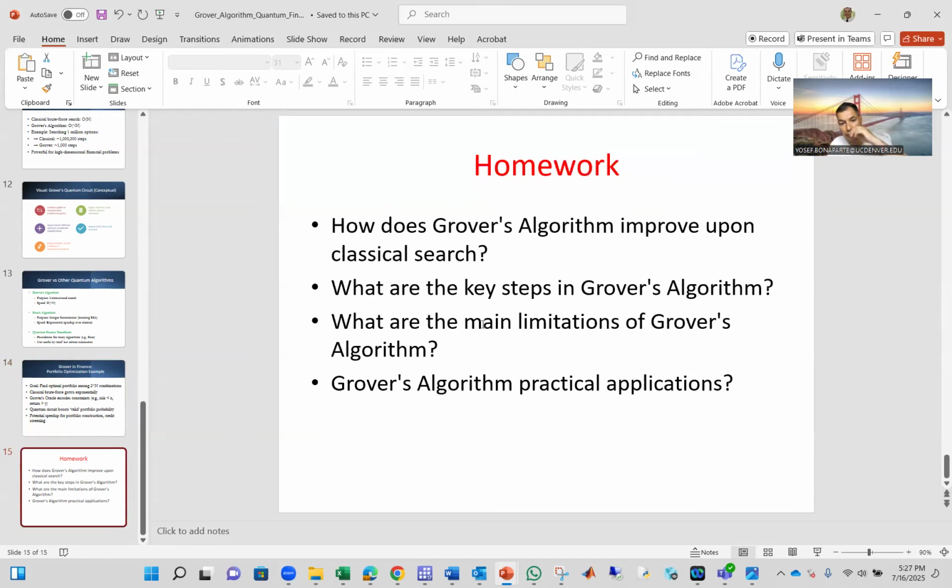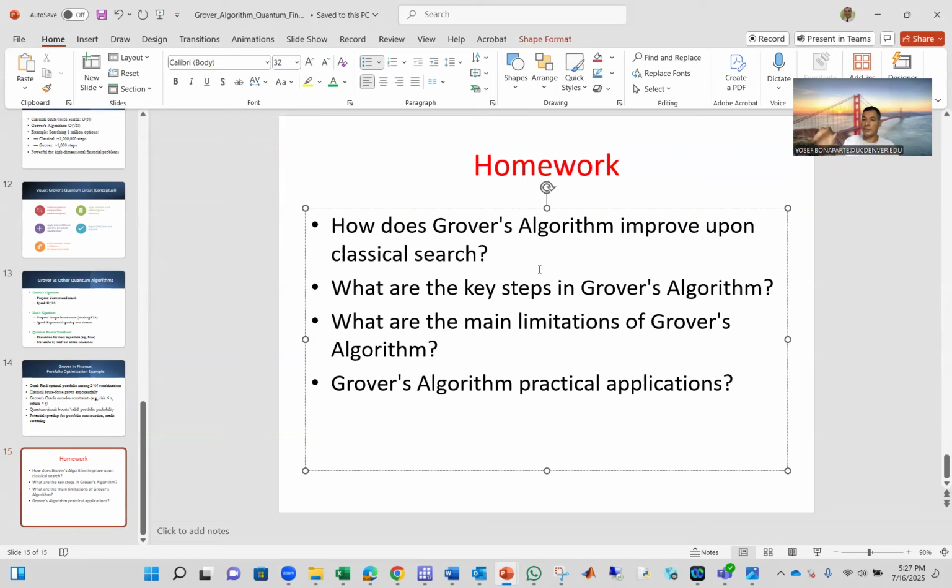The homework is these questions. How does Grover's algorithm improve upon classical search? It's O(n) versus square root of n. What are the key steps in Grover's? We have 4 of those. What are the main limitations and practical applications for Grover's?